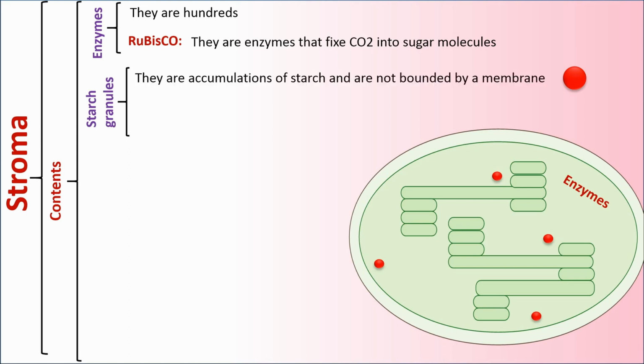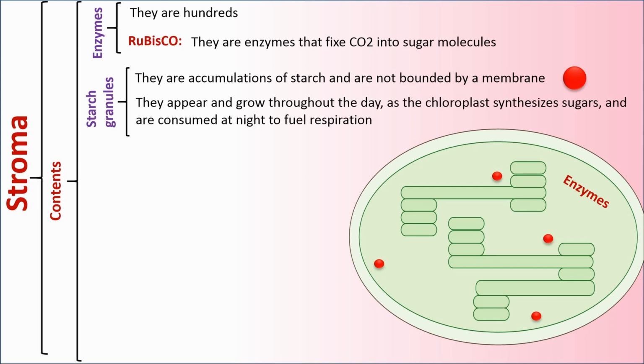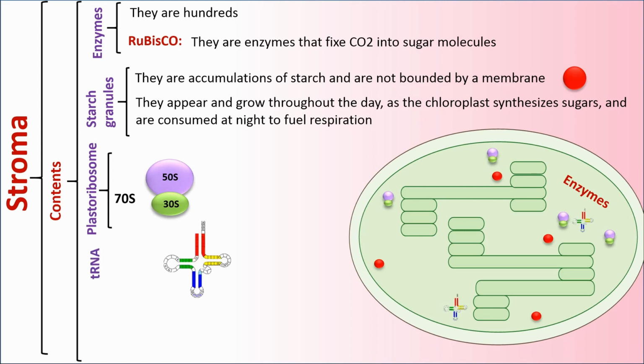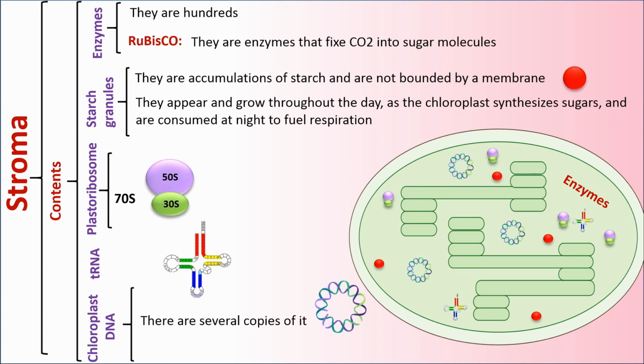Starch granules. They are accumulations of starch and are not bounded by a membrane. They appear and grow throughout the day as the chloroplast synthesizes sugars and are consumed at night to fuel respiration. Plastoribosome. Plastoribosome is 70S, similar to bacterial ribosome. tRNA and chloroplast DNA. There are several copies of it. It's more similar to bacterial DNA.